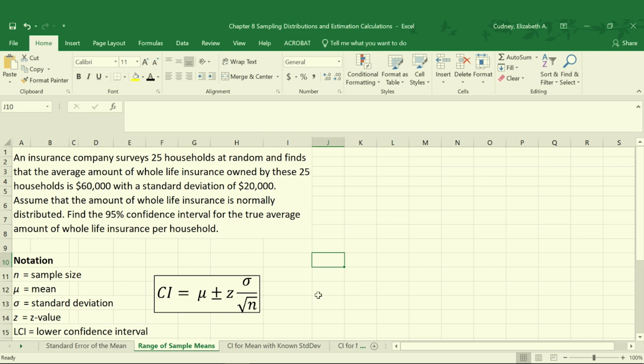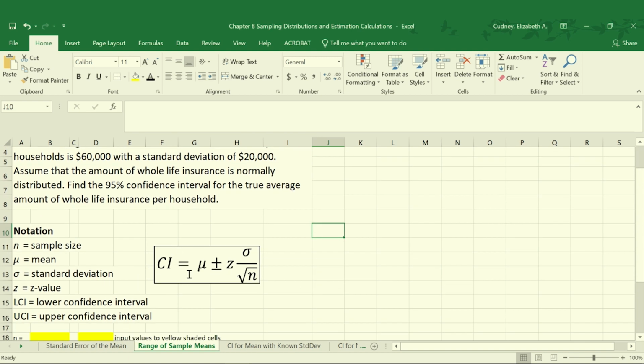Using the range of sample means, that gives us the interval in which, in this example, 95% of the values should fall. So we'll calculate our confidence intervals based on our average, our mean, our z-value, our standard deviation, and our sample size.